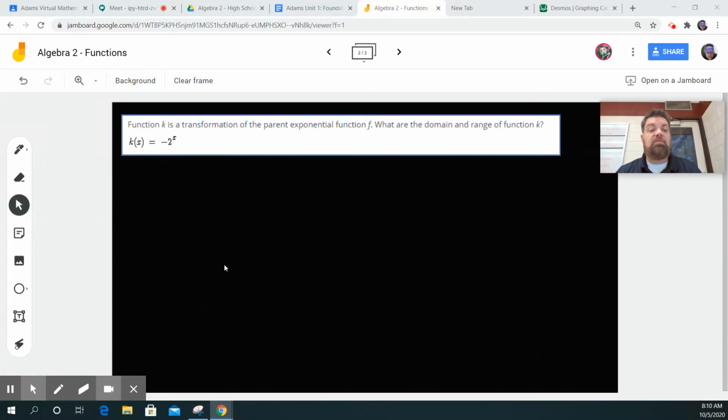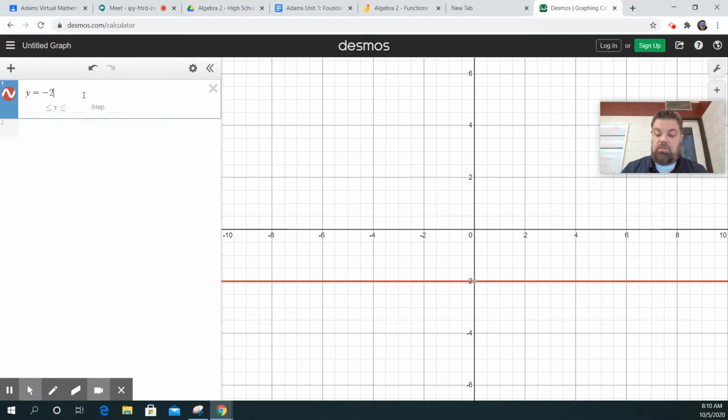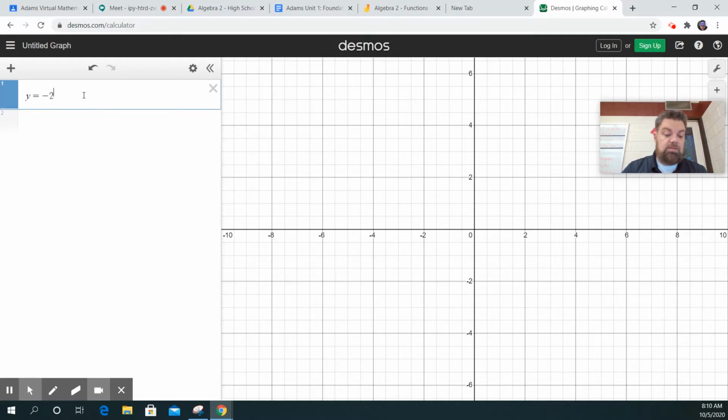Okay, so it says the function k is a transformation of the parent exponential function f. What are the domain and range for the function k? So what I'm going to do is I'm just going to graph it. So I'm going to jump in here and I'm going to say y equals -2 raised to the x. Okay.